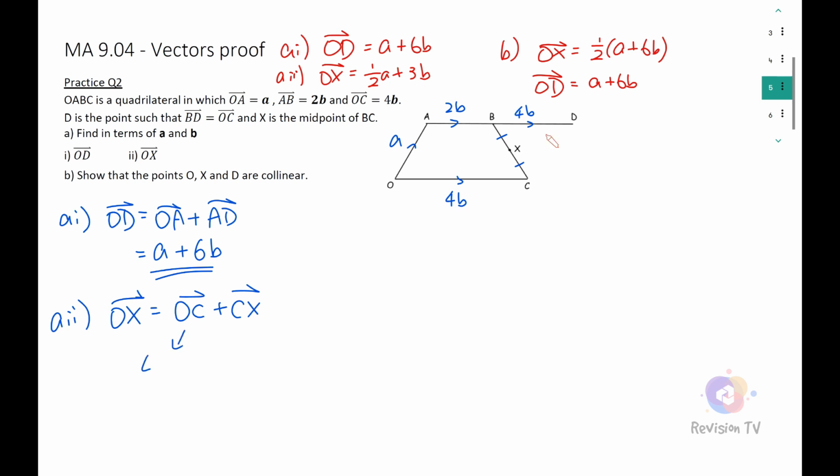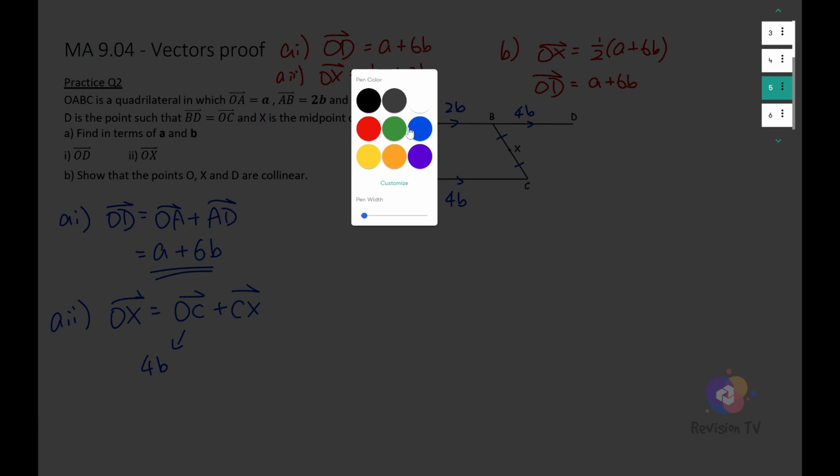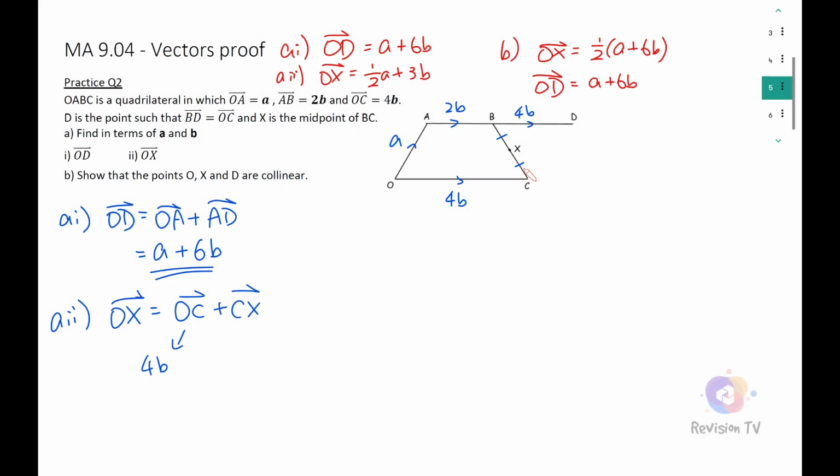We know OC is 4b, but we don't know what CX is. Now what we look at on CX is they're equal, so we use the same trick we've done in the example. CX is the same as a half of, remember, going in that direction, so it has to be CB, half of CB. But what's CB? CB can be worked out from C to O, O to A, and A to B. Now look at the sequence of the letters I'm choosing, starting from C and then to B, each of them connecting with each other in the route.